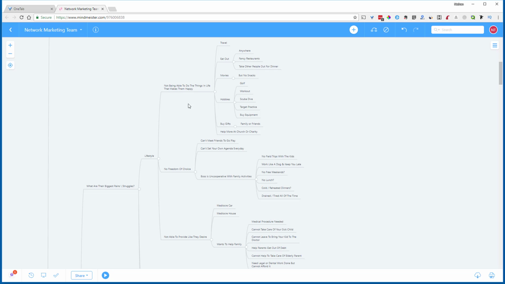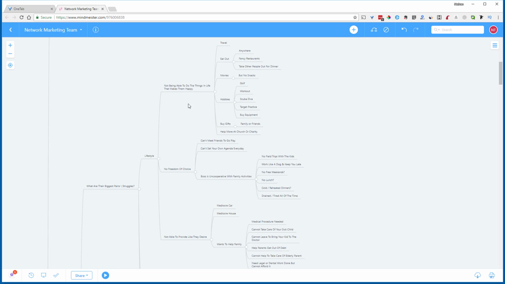So these are things that they're not able to do because of their current situation. These are pains and struggles. These are what keep them up at night, right? These are the things we're searching for with our target audience. Maybe movies are too expensive for them, and going to the movies and getting snacks is just not going to happen. If you have 3 kids, and it gets expensive, right?